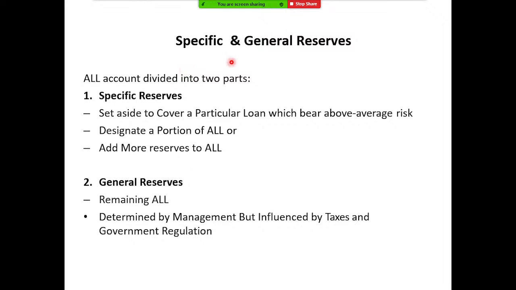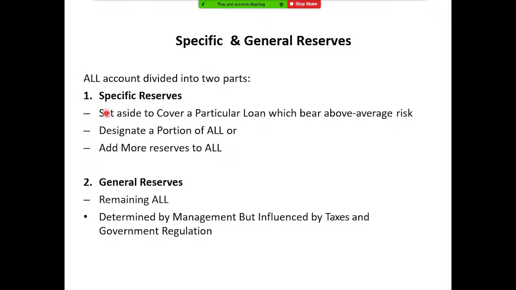Here, specific and general reserves. So here, the allowance for loan loss account is divided into two parts: specific reserves and general reserves. Same as for bad debts or doubtful debts. Normally in accounting we make a specific provision and a general provision. The same principle applies here.